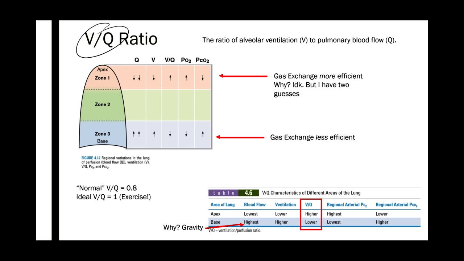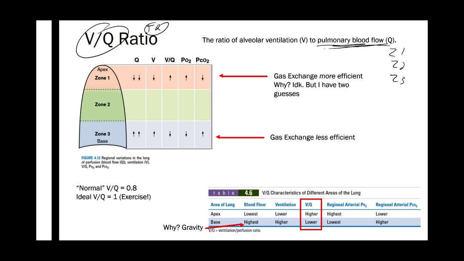Ventilation perfusion ratio. Really, really important concept. So basically the ratio of alveolar ventilation to... So I always think, how efficiently am I breathing in oxygen to pulmonary blood flow? And this, remember, zone 1, zone 2, zone 3. So that's what determines the Q here.